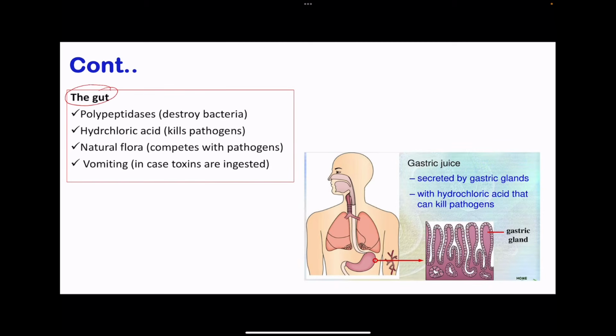The next defense, we have the gut. Of course, this contains enzymes that break down the bacteria. It contains hydrochloric acid that provides the pH that most pathogens or most bacteria cannot thrive in. We also have the natural flora within the gut that competes for space and nutrients with any pathogens. And also our body can go through a reflex of vomiting in order to expel any ingested organism.